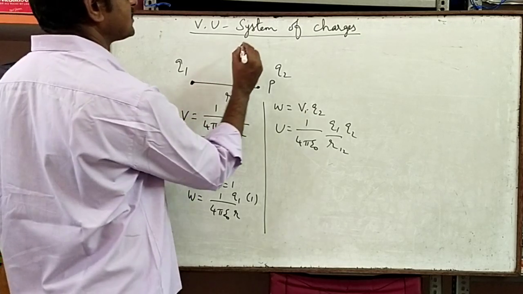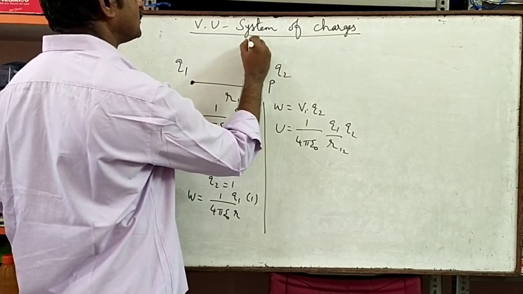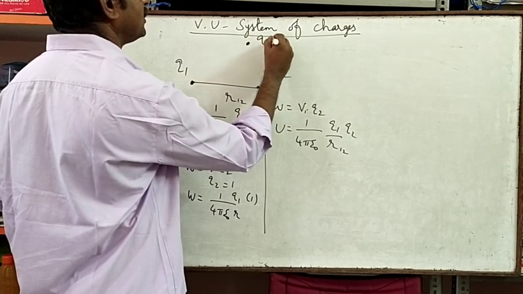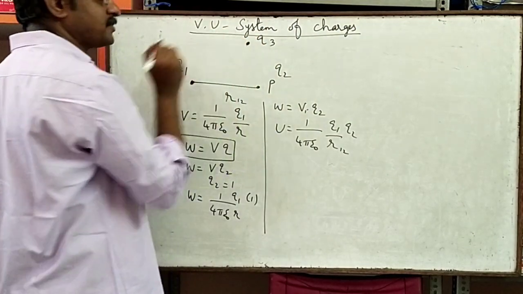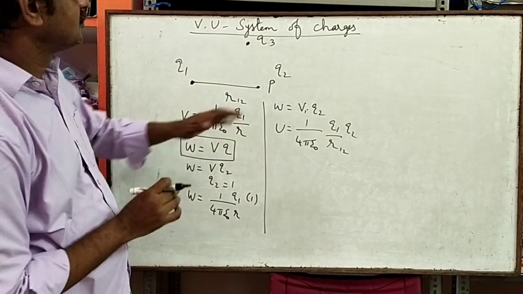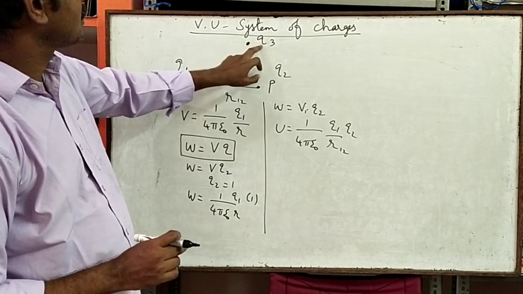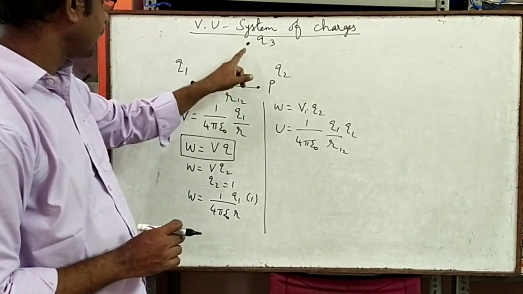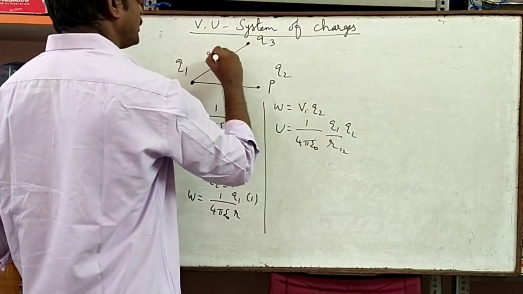Now consider a point somewhere here. Consider a charge Q3. We bring charge Q3 from infinity to the point here. Now forget Q2. Q1 is here. We bring charge Q3 from infinity to the point here, which is at a distance R13.